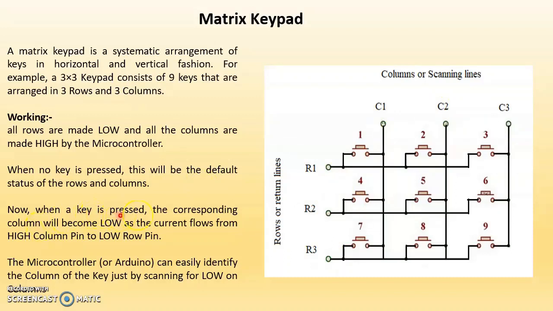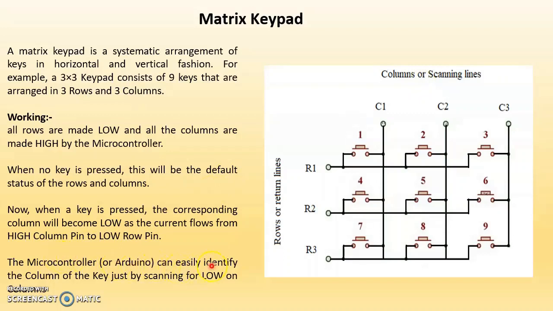Now when a key is pressed, the corresponding column will become low, as the current flows from the high column pin to the low row pin. So when any key is pressed, suppose for example key number 4 is pressed, that makes column C1 become low. Because the row is at low and the column pin is high, when the key is pressed, the column becomes low. And that will be scanned by the scanning lines.